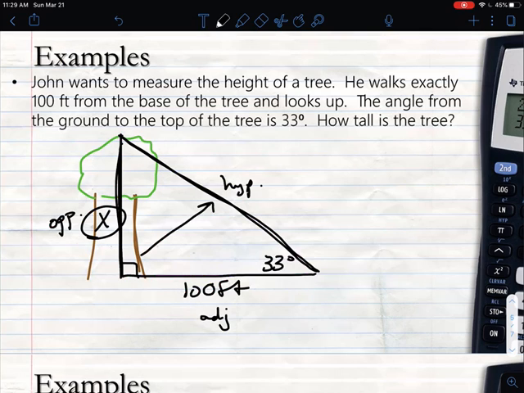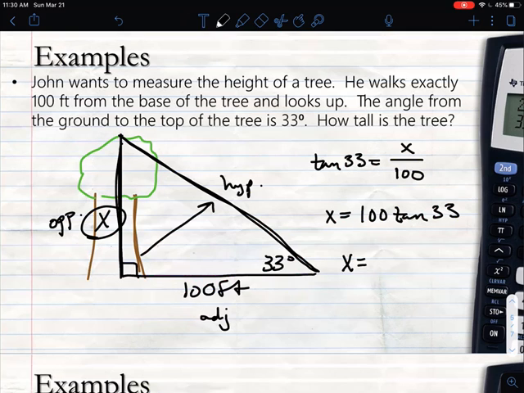And so opposite and adjacent, again, are tangent. So we set up an equation. Tangent of 33 is equal to opposite x over adjacent 100. Since x is on top of the equation, we multiply. So 100 times tangent of 33. And then when I plug that in my calculator, we find that the tree has a height of about 64.9 feet.